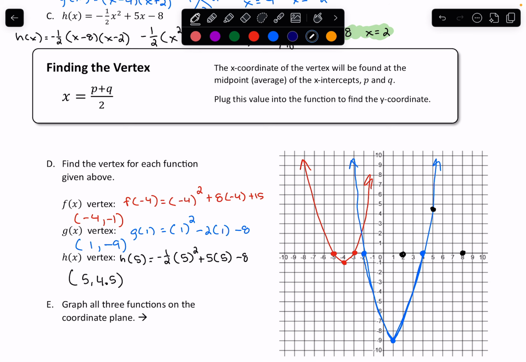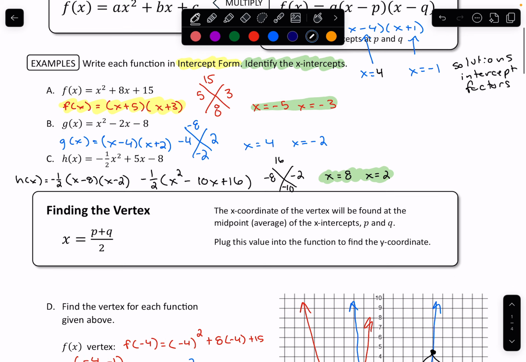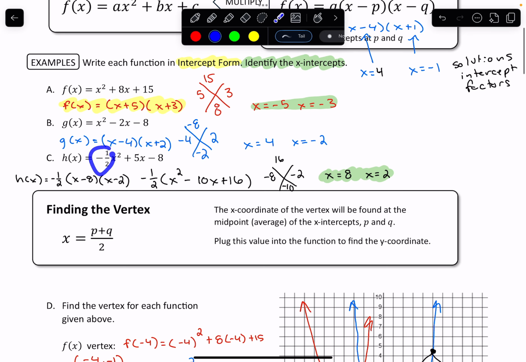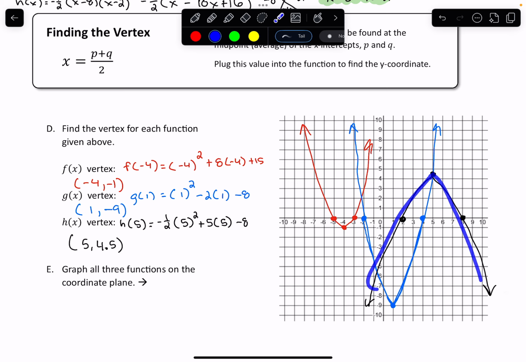And my parabola is upside down, which makes sense. I should have known it was going to be upside down because I've got this negative number up here in front of the x squared. Well, that tells me my function's going down. So I connect the dots, and I've got my upside down parabola for h of x.